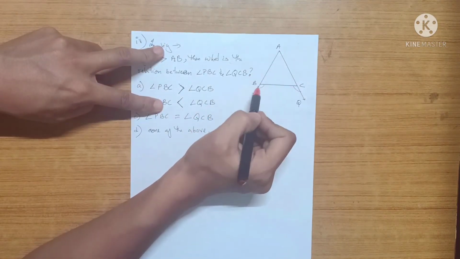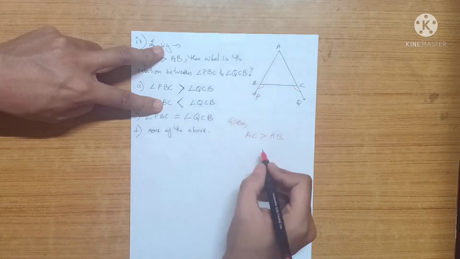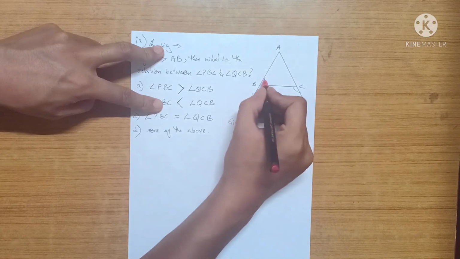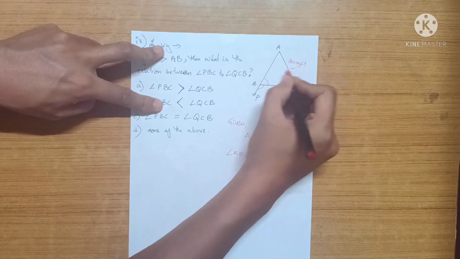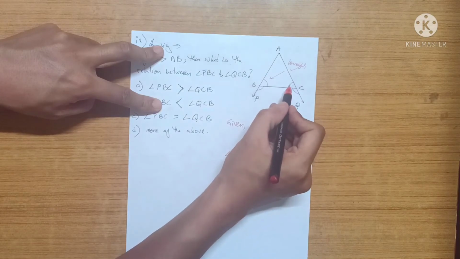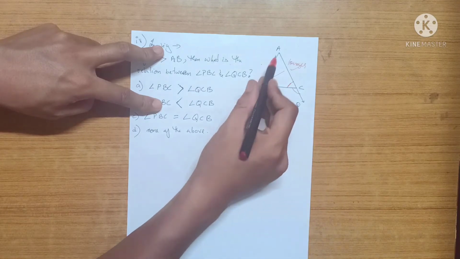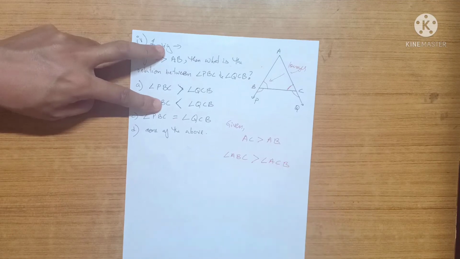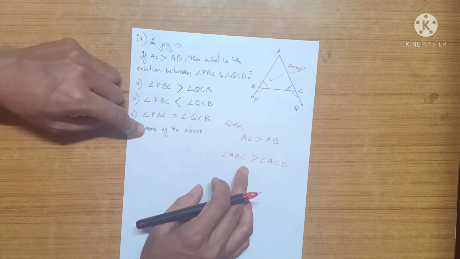If AC is larger than AB, look at the angle opposite the longer side. Opposite to this is angle B, so angle ABC, which is this one. Because they said this side is longer, the angle opposite to it should be bigger. So this is bigger than this angle, ACB. So ABC is larger.